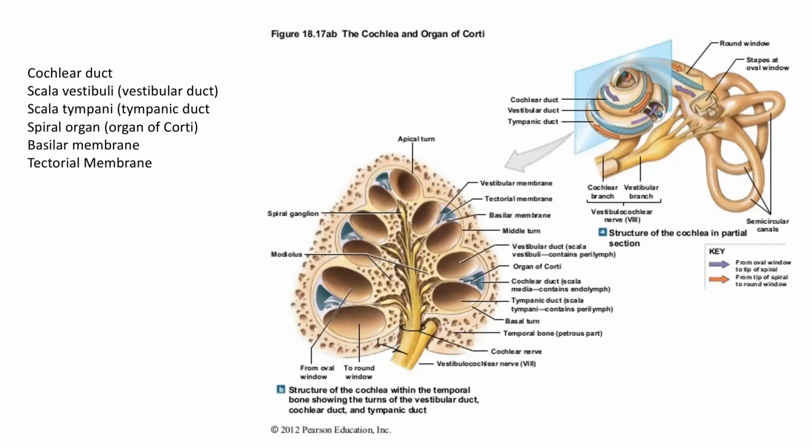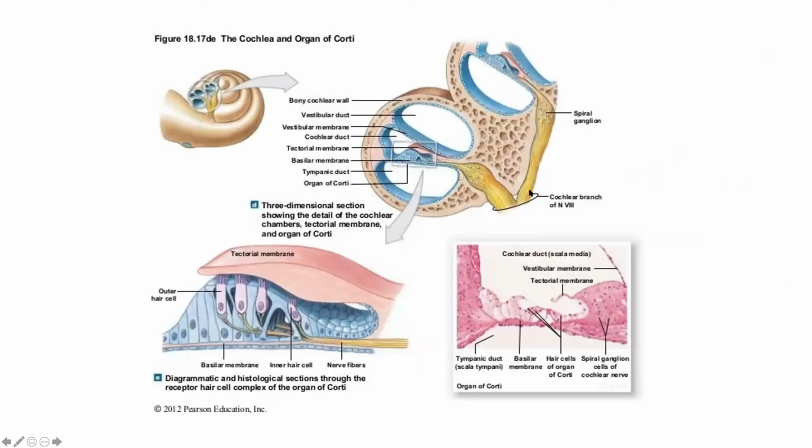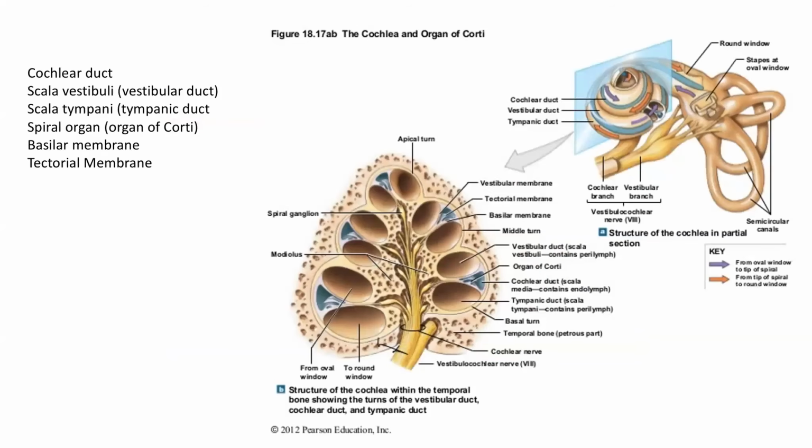So let's talk about the cochlear system and the organ of Corti. The organ of Corti we'll see better on the next slide. So the cochlear duct we see is here, this shell-like structure. We have the cochlea here. We have the oval window here. This is where the stapes is.